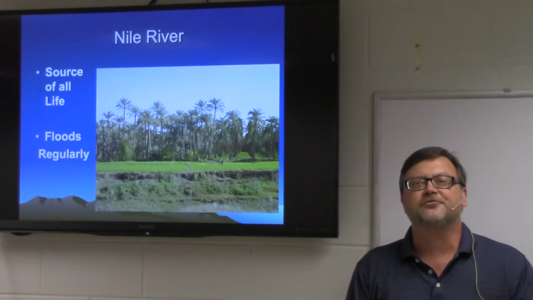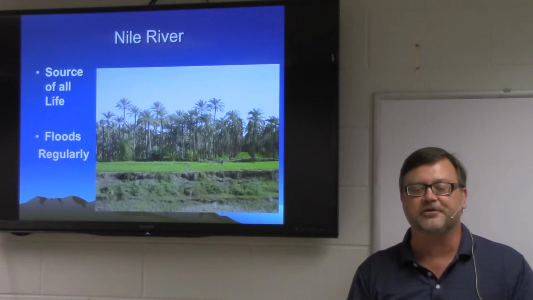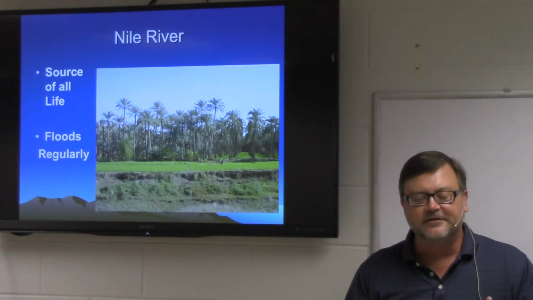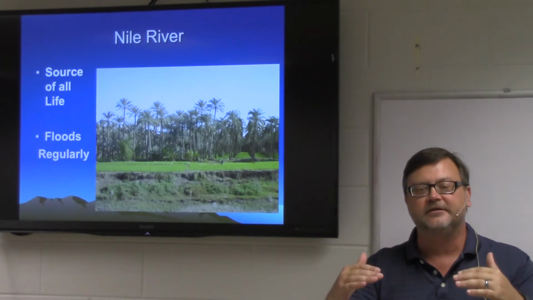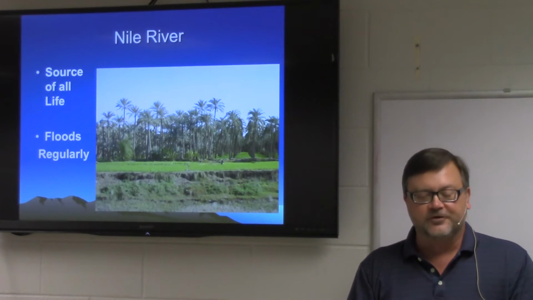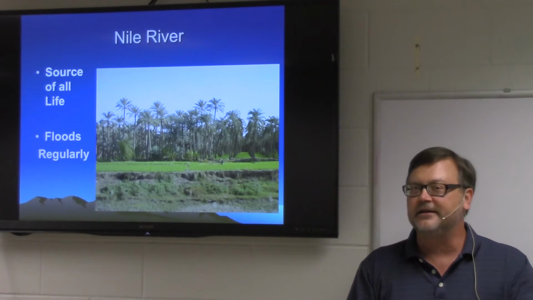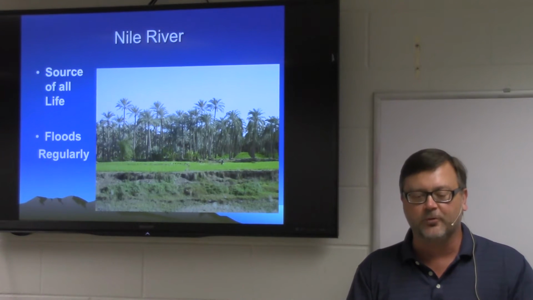It's not catastrophic like we talked about Mesopotamia, the Tigris and Euphrates being catastrophic with their floods and unexpected. This will be an expected rise of the river and an expected decrease of the river. It floods regularly every year. Occasionally it'll mess up. You know, something happens with the weather patterns down in Africa, but occasionally it'll mess up.